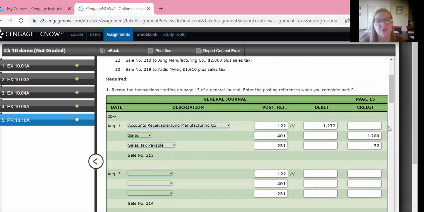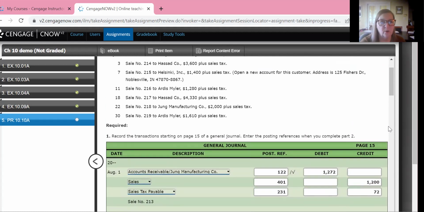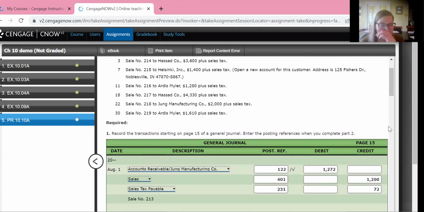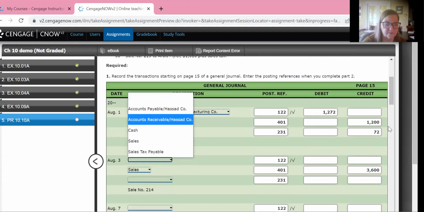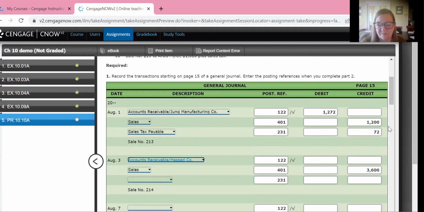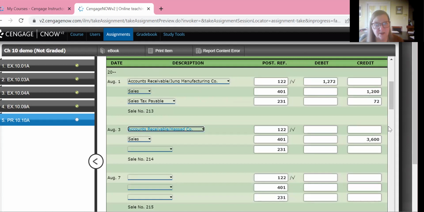Okay, so I got all the journal entries done. All right, so now what happened next? August 3rd, we made a sale to Assad for $3,600. I enter my sales number first because that's the part I know best. I made a sale of $3,600, and it was accounts receivable to Assad, not accounts payable. I don't know the total yet because I haven't calculated my sales tax. I know there's going to be a sales tax payable, but I've got to figure out how much.